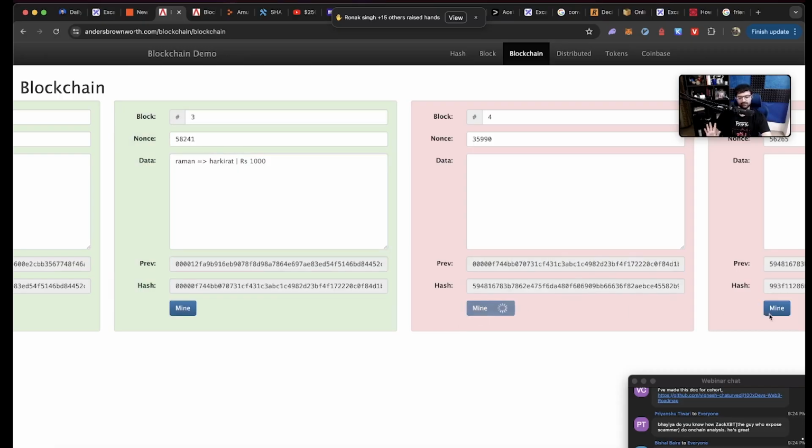The original blockchain looked something like this. Okay, Raman has paid Harkirat ₹1,000. Now Raman is like, okay, I want to remove this record from the blockchain. I want to remove it so that I get back my 1,000 Bitcoin. So he will go back to this block, remove this, remine it, and broadcast to everyone.